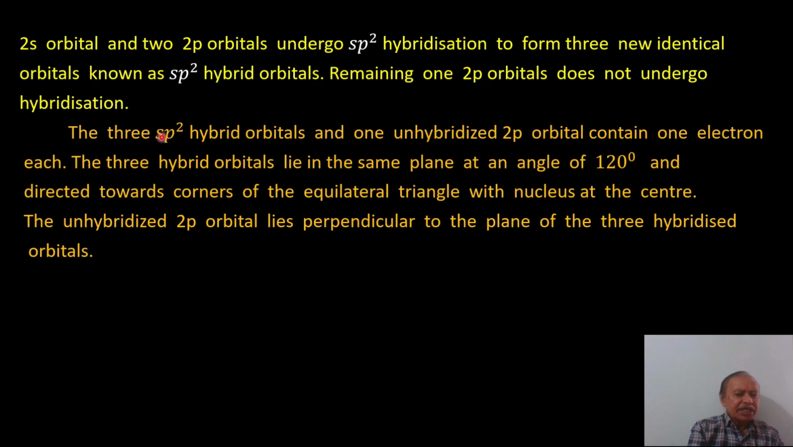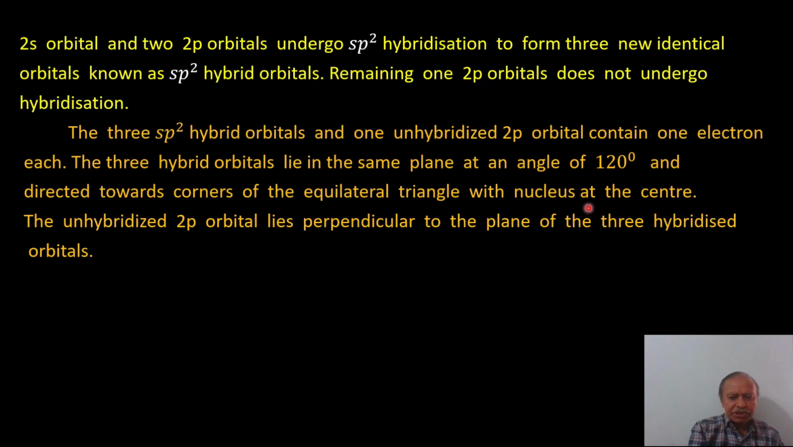Now these 3 sp2 hybrid orbitals lie in the same plane at an angle of 120 degrees. That means the angle between the hybrid orbitals is 120 degrees, and they are directed towards the corners of an equilateral triangle with the nucleus at the center.